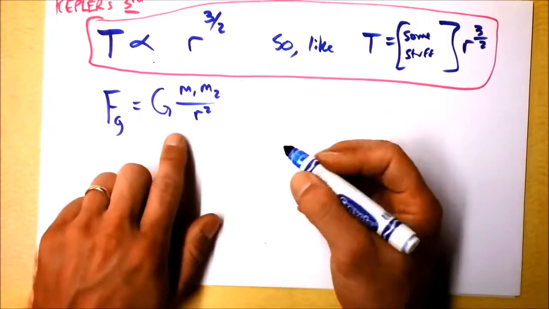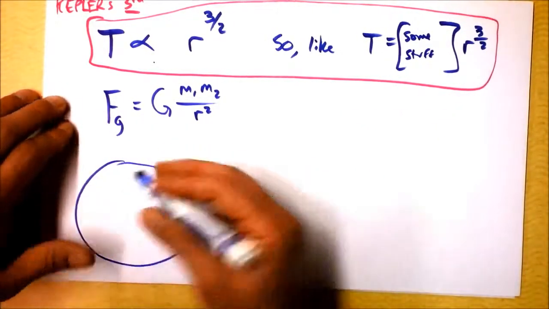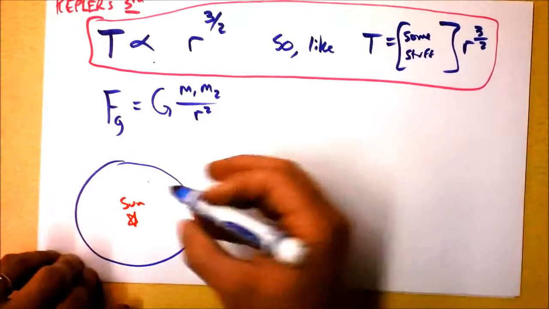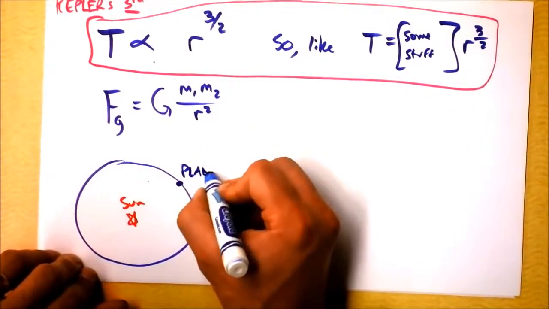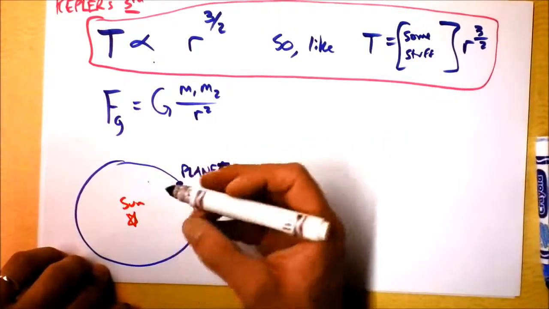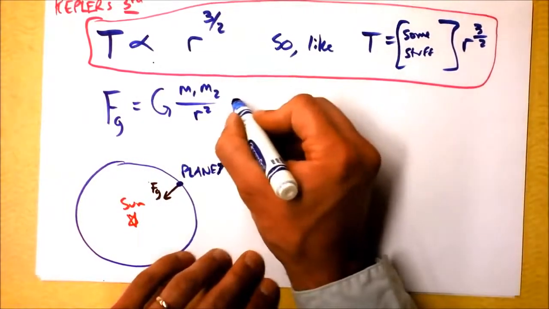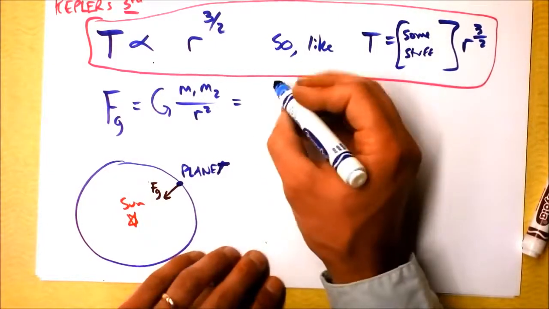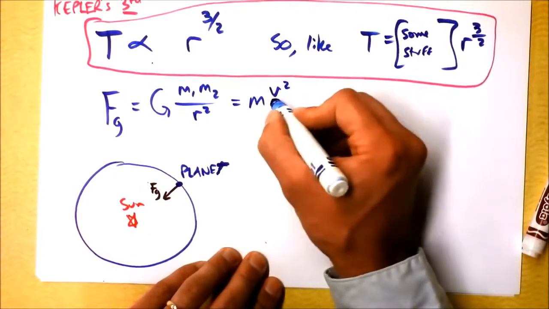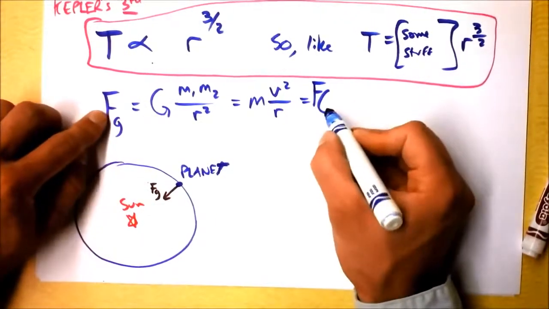And I'm saying that the force of gravity is providing a centripetal force on stuff that's going around in a circle. So, for instance, if we put the sun in here, and we have a planet out here, we've got the sun and a planet, and the force of gravity is providing the centripetal force. So I'm going to say it is equal to the centripetal force, which is m times v squared over r, Fc. Force of gravity is the centripetal force.